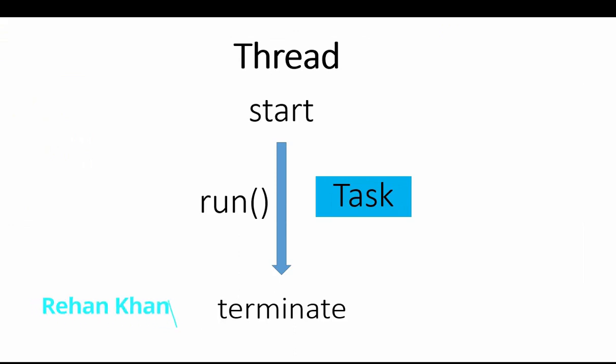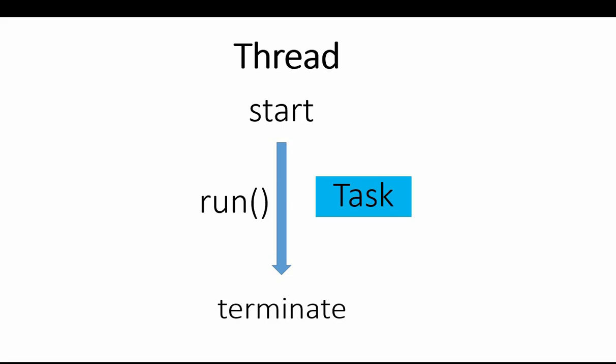Hello everyone, today we are going to learn about looper, message queue and handler, and how to use these when we create a thread. In the intro, what does a thread do? First we start the thread, then it executes some tasks which we assign to it, and at the last it terminates.